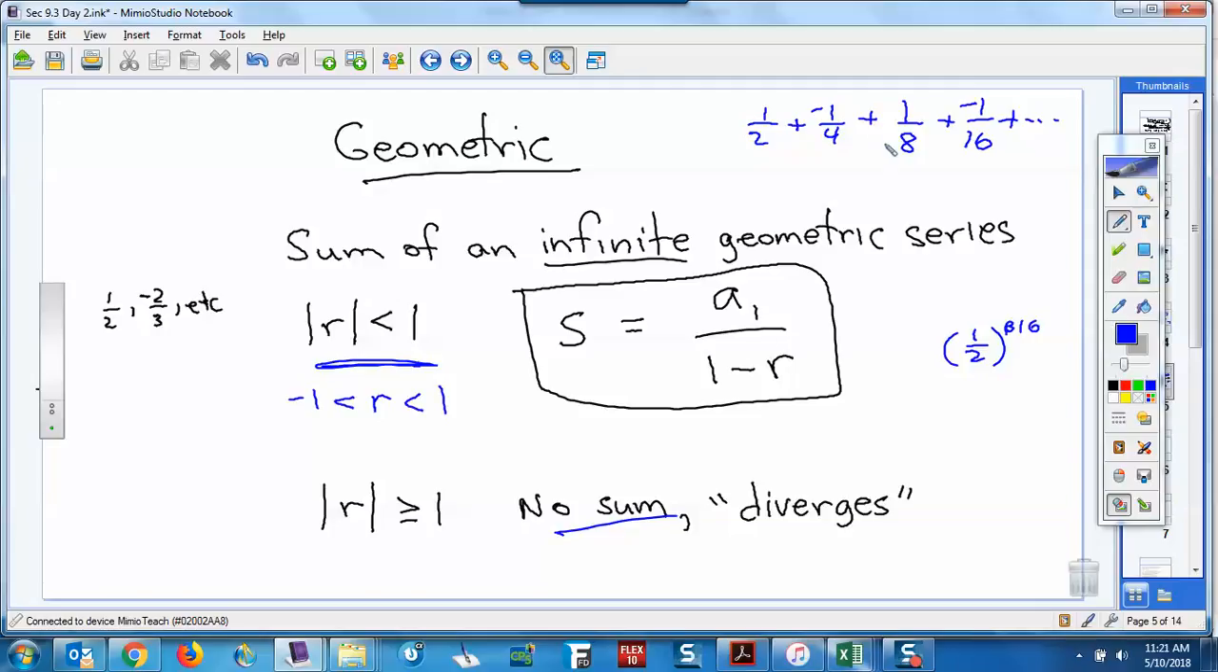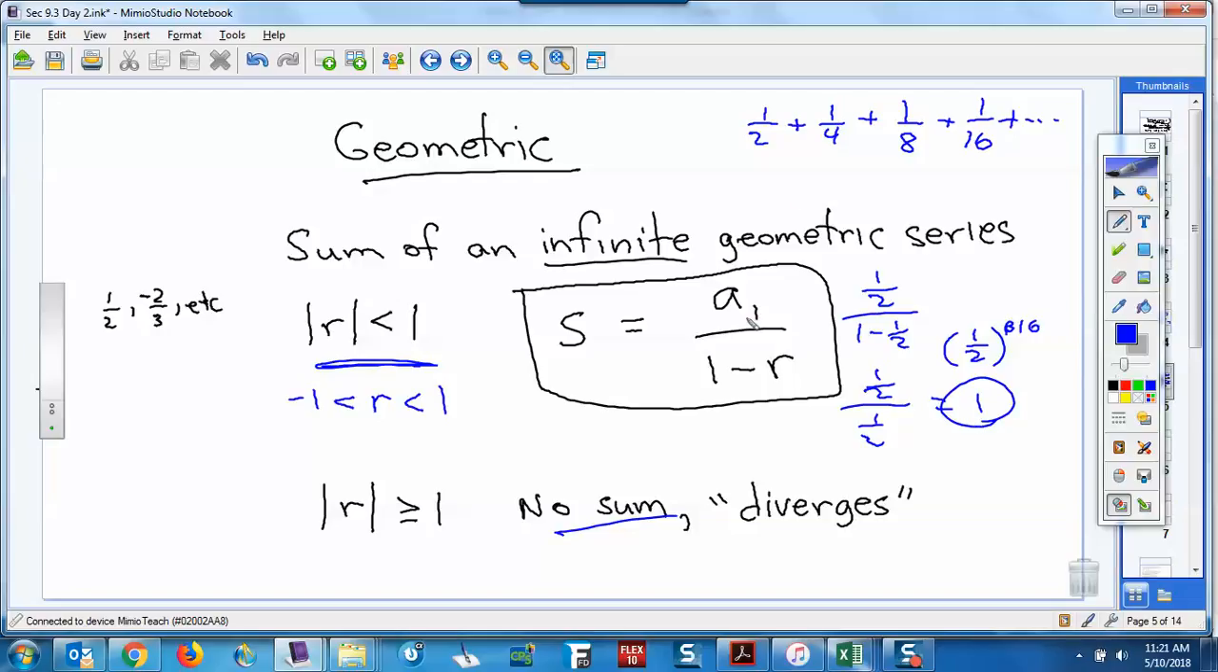Okay? So, let's test it with this one. We said we thought this should add to 1, right? Okay, what's the first term on this one? 1/2. What was the common ratio? What was R? Also 1/2. 1 minus 1/2. What do we get? We get 1/2 over 1/2, which is 1. Just like that. That's how easy that formula works.